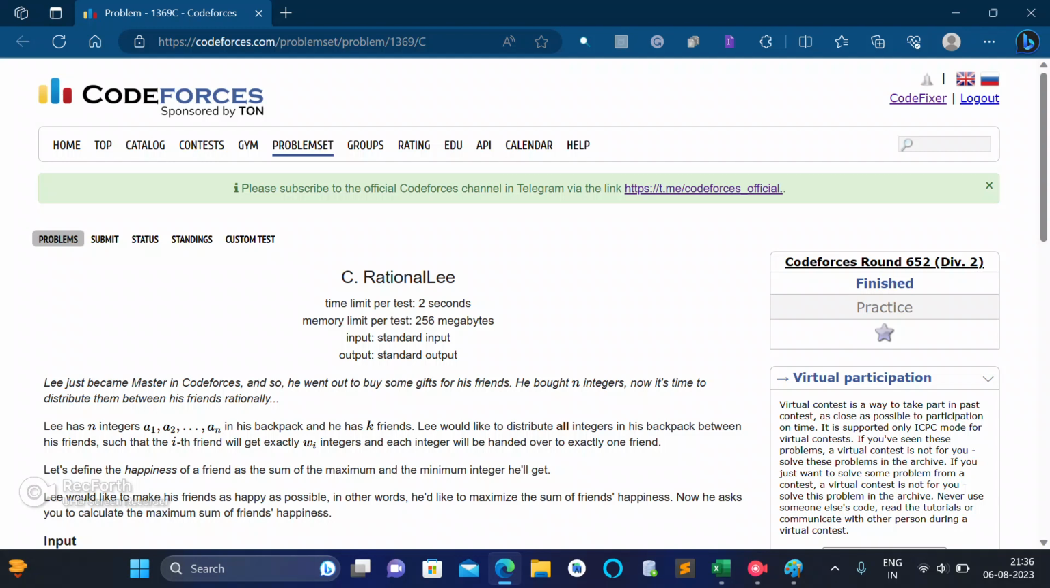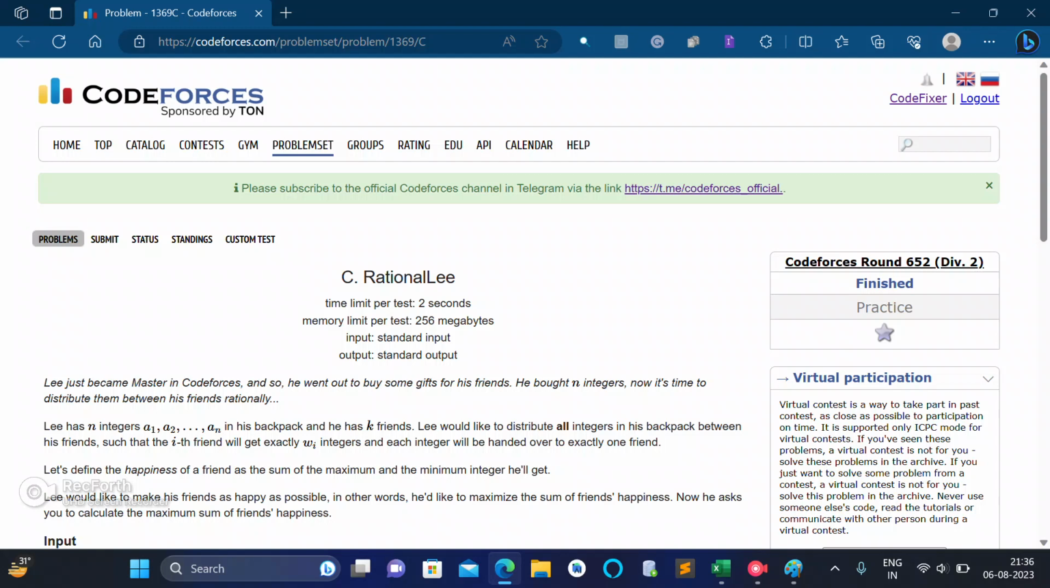Suppose the ith friend wants 6 integers, so we have to give 6 integers to the ith friend. Suppose the I plus 1th friend wants only 2 integers, so we will give 2 integers to the I plus 1th friend. So on we have to give integers.